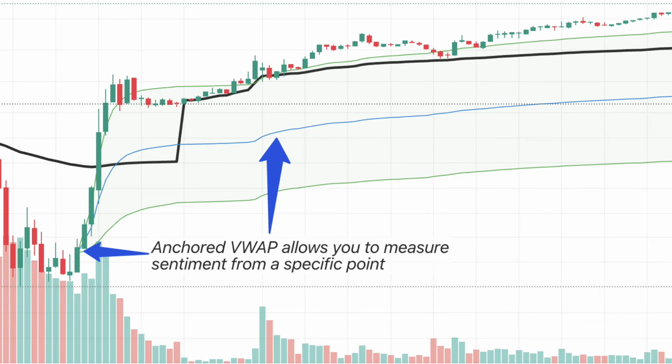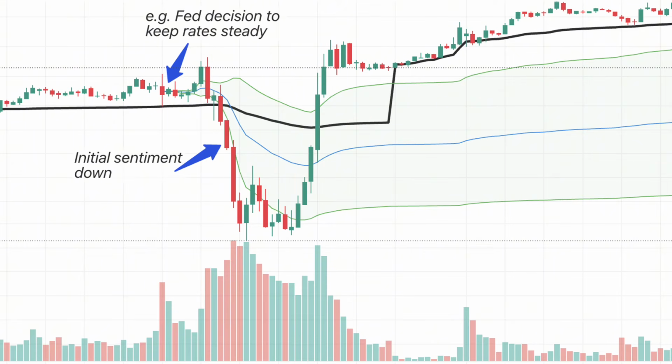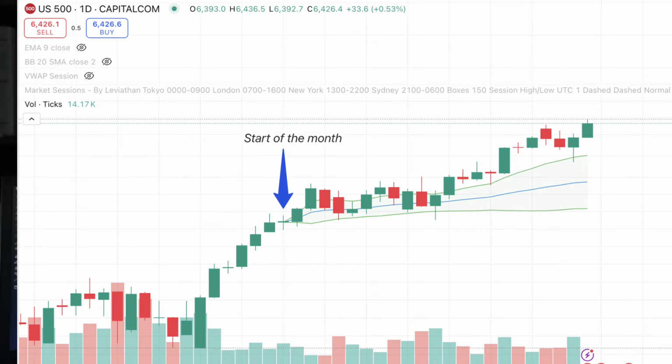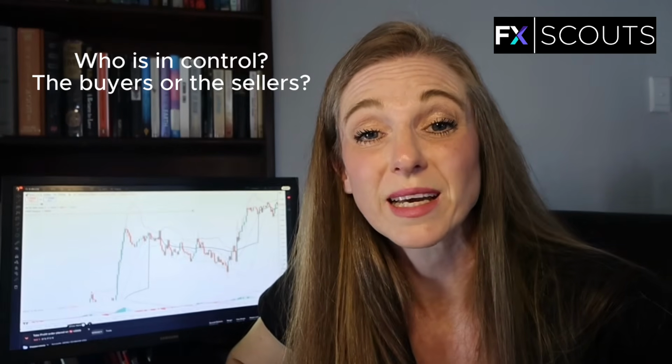Next, I want to get into the anchored VWAP. So it is a powerful adaptation of the standard VWAP that lets you measure sentiment from a specific line. So instead of starting at the open, you anchor VWAP to a specific event. For example, an earnings release, an FOMC meeting, a major breakout candle, or even the start of the month or the quarter. And this answers a critical question. Who is in control, the buyers or the sellers? And here's how to apply it.